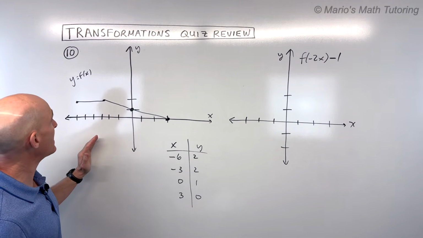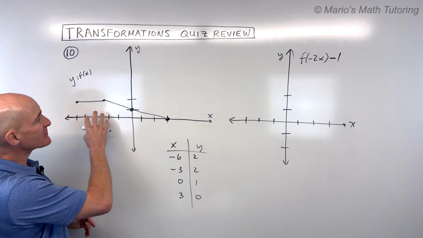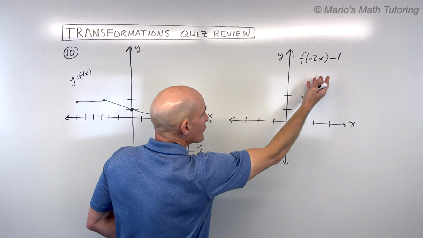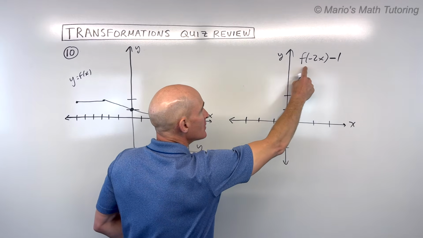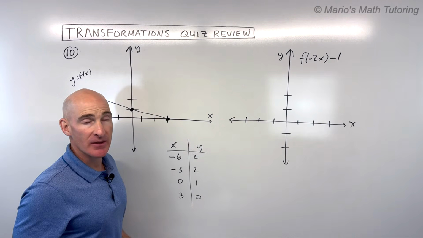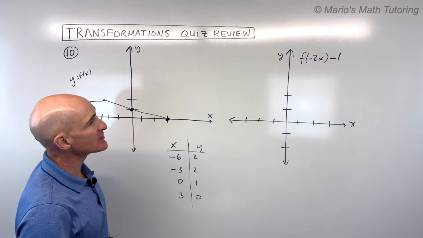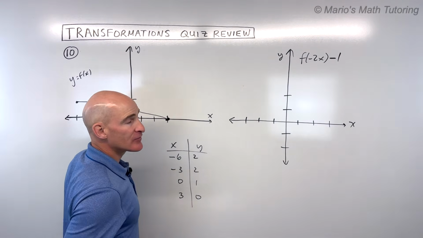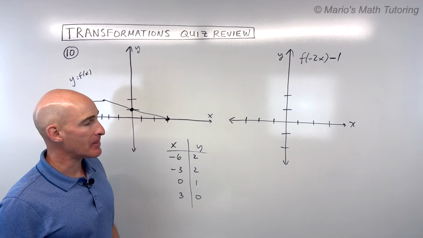Okay, for number 10 now, we're given this function here, y equals f of x. We're going to transform it and graph the new graph over here using this transformation. So how do you do that? Go ahead and pause the video. What would the new graph look like? F of negative 2x minus 1. How would you graph that?